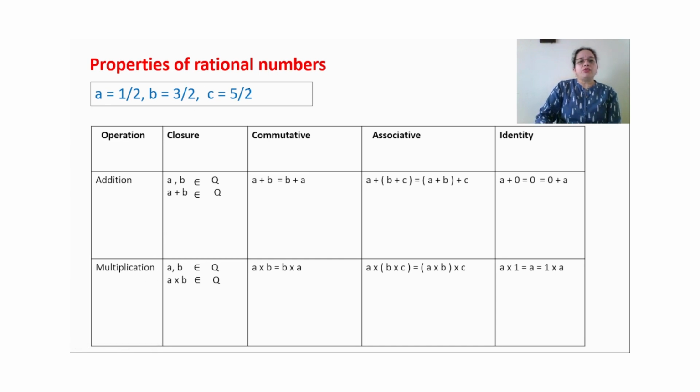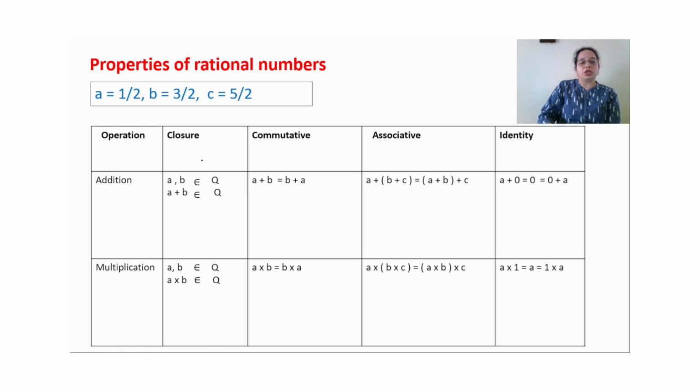Here I have written a few values. You can take these values on your own. I have taken 1 by 2, 3 by 2, 5 by 2, so that the calculation will be easier. But this is up to you. You can take any values. Okay. So the first one we will start with is addition. For addition we will do all the 4 properties. Then with multiplication all the 4 properties. So let us start with addition.